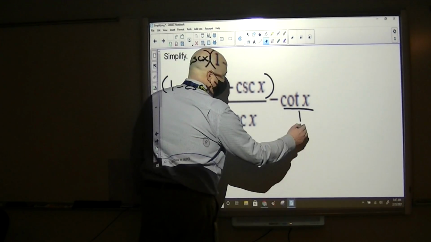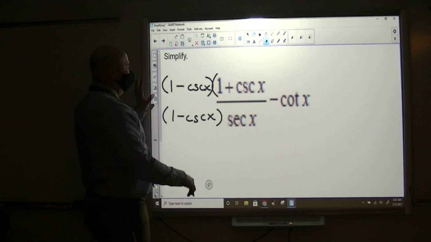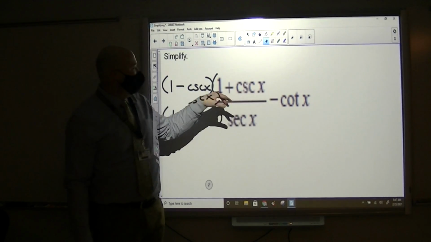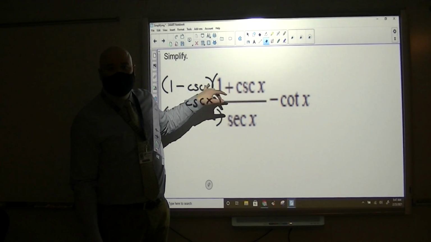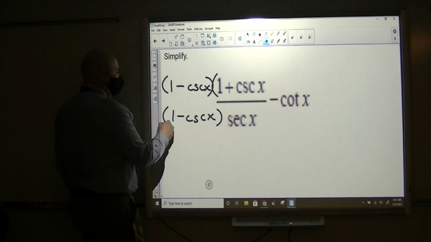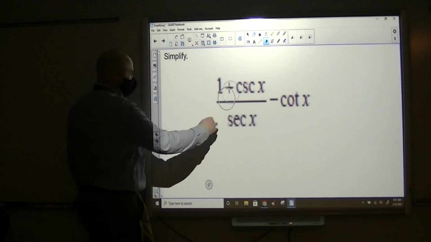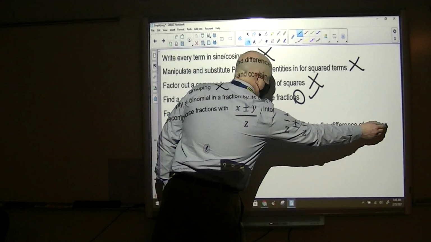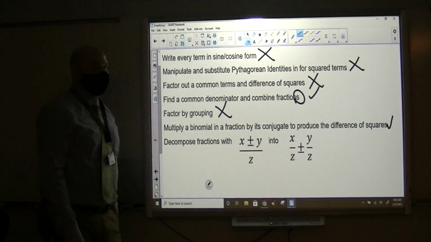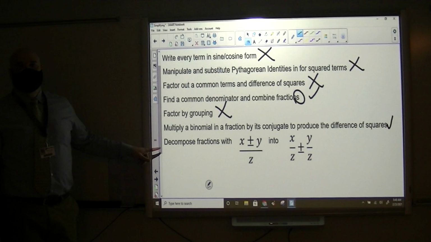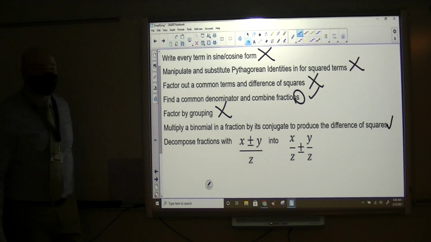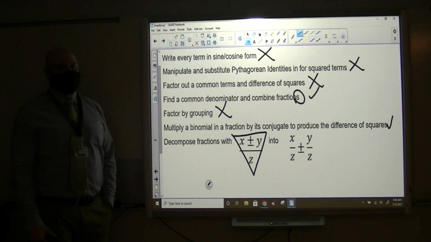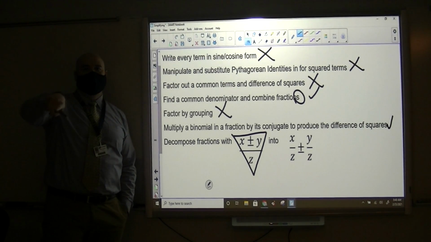Not this one. Okay? Because what I would do with that is then I'd produce the difference of squares, then I'd have a squared term, I'd have a cosecant squared in there, and then I could maybe start looking at Pythagorean identities. But last but not least, so this is a, yeah, maybe. Last but not least, we haven't done this yet. So I want to play with this toy, right? This tool. Decompose a fraction that has a binomial on the top but not on the bottom.